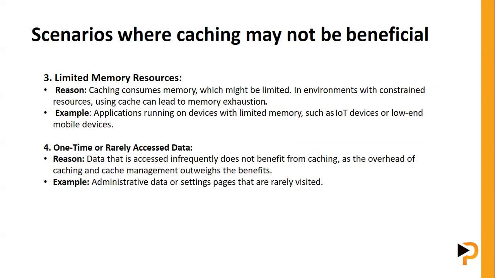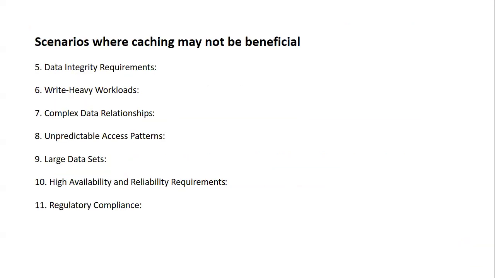Fourth one is one-time or rarely accessed data. If your data is not updating, or you are rarely accessing the data, at that time there is no need to cache that particular data. Like administrative data or settings pages that are rarely visited. Once we set the values for the settings, we rarely visit that particular page. So that kind of data does not need to be stored.